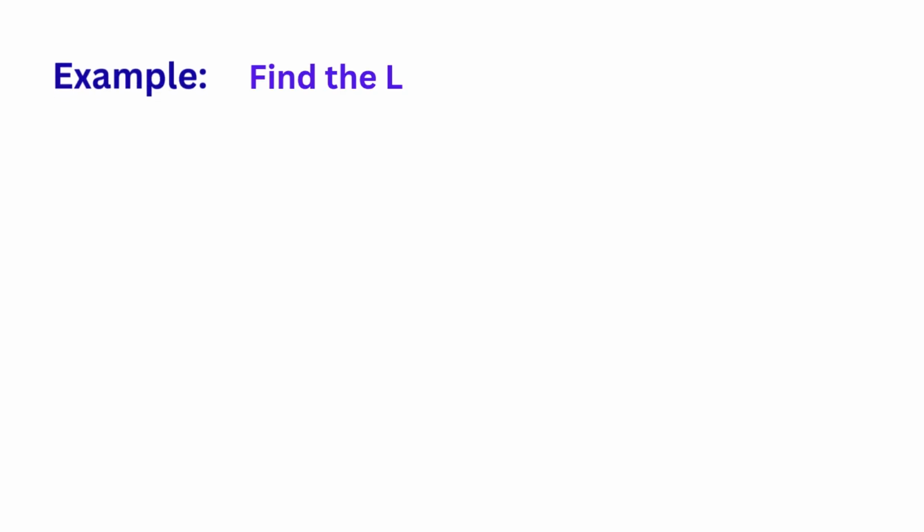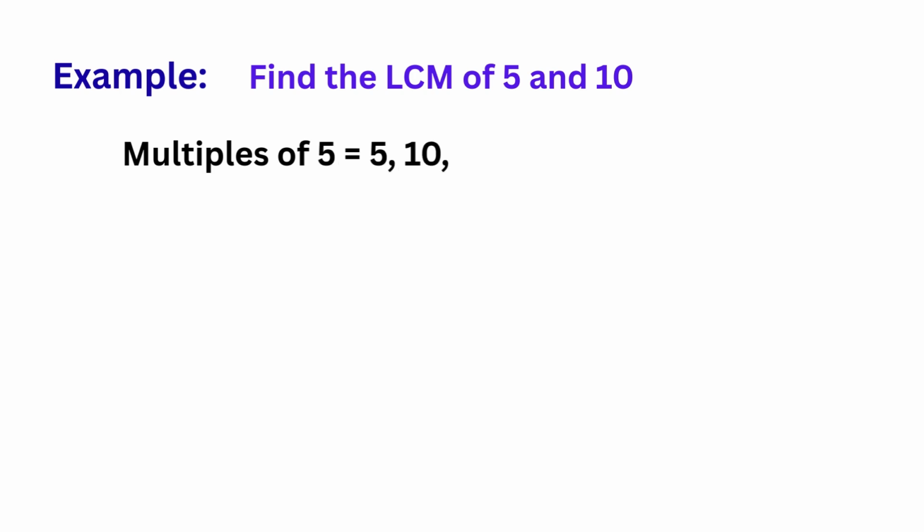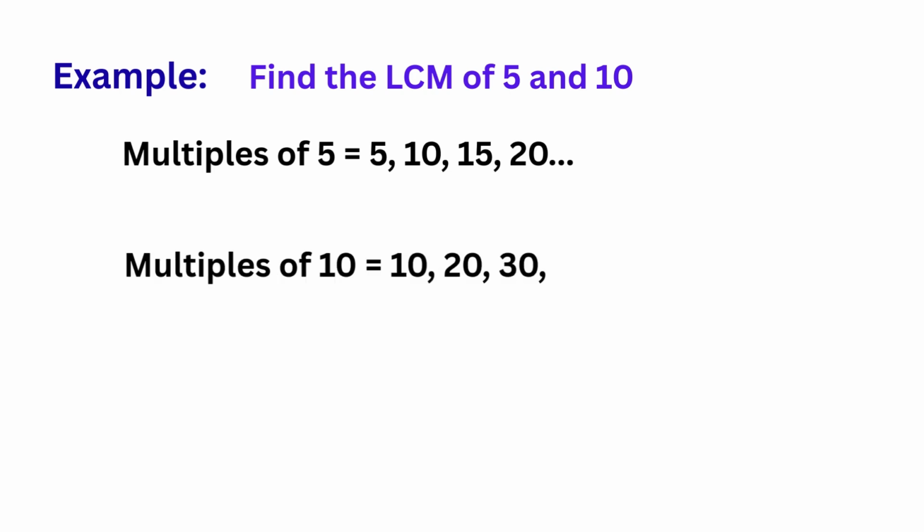Let's consider one more example. Find the LCM of 5 and 10. To find the least common multiple, let's find the multiples of both the numbers. Multiples of 5 are 5, 10, 15, 20, and so on. Multiples of 10 are 10, 20, 30, 40, and so on.